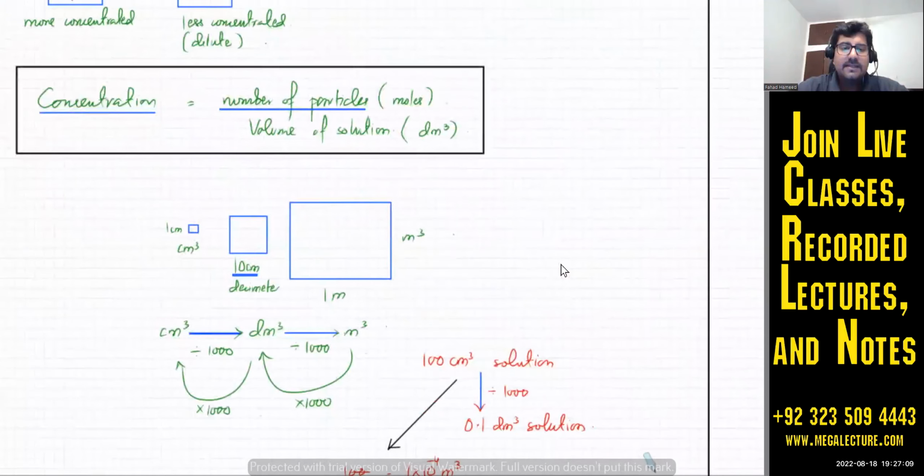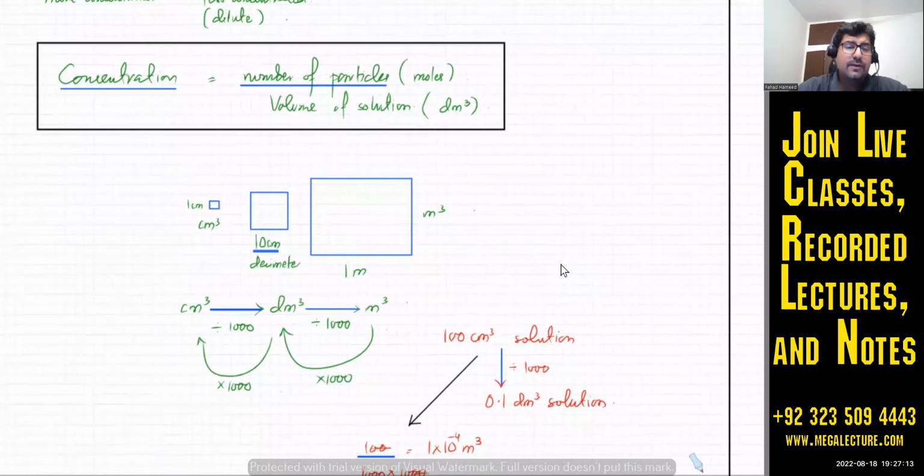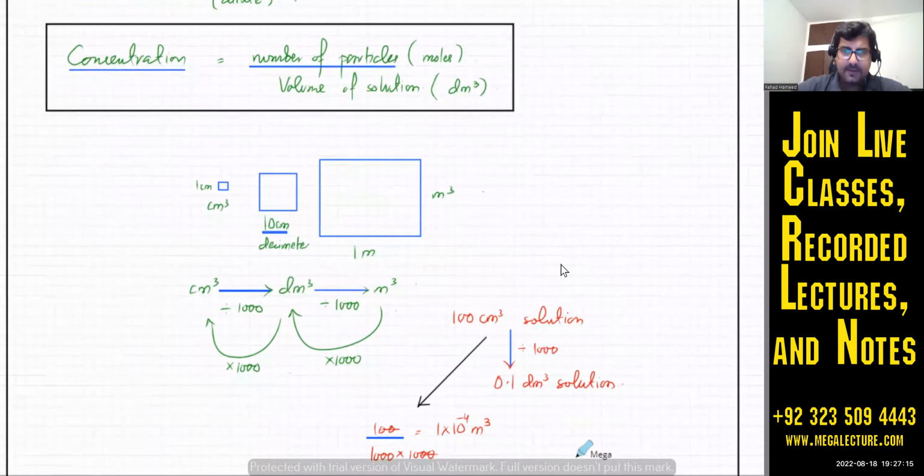Anyways, we're going to use this formula. We can write this formula in a simple way. What we can do is, concentration is moles over volume.